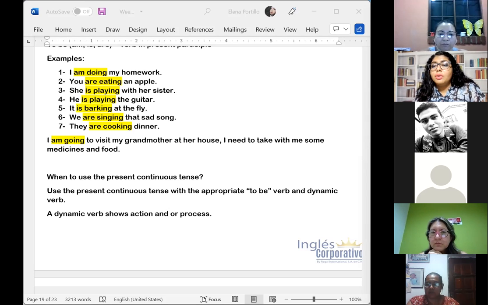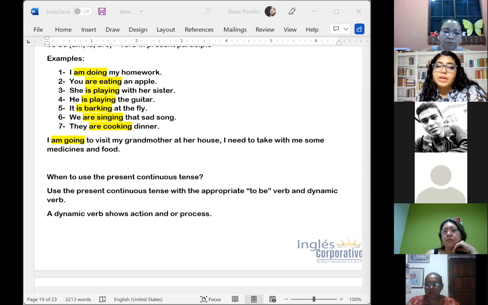And the verbs that are talking about feelings or emotions, we cannot use with this structure because it will sound very strange. So, para esa parte, solo los que son verbos dinámicos o que son verbos de acción, ya sabemos que la mayoría son verbos de acción, lo vamos a utilizar con esta estructura. Si no son verbos de acción, no los podemos utilizar porque suenan o no tienen sentido, ¿verdad?